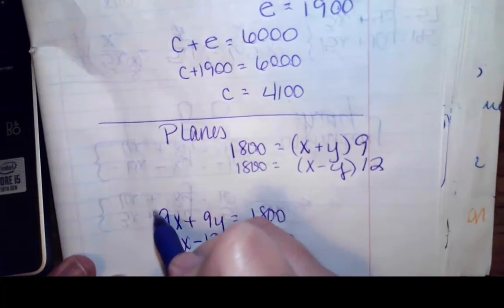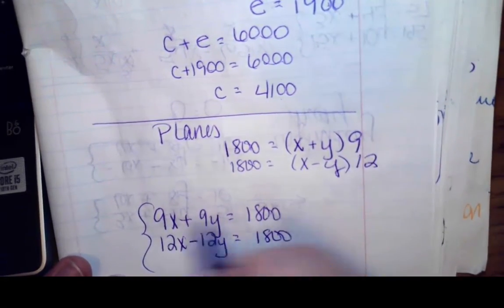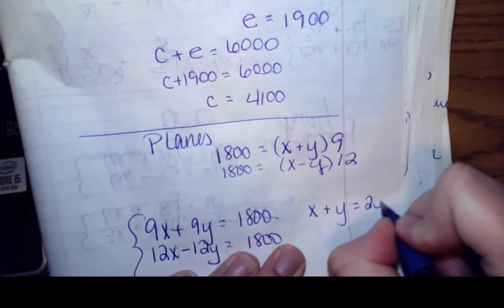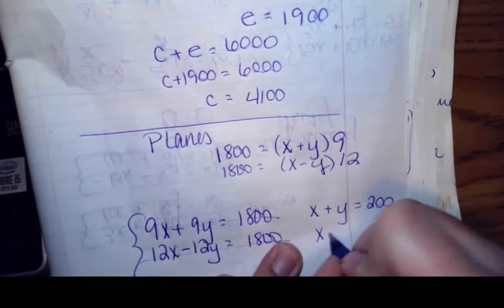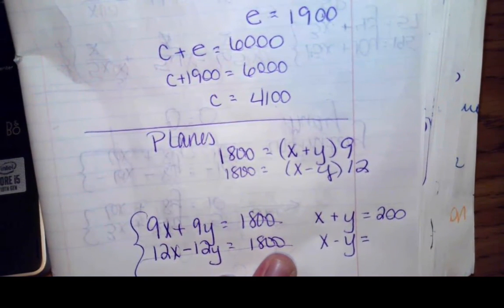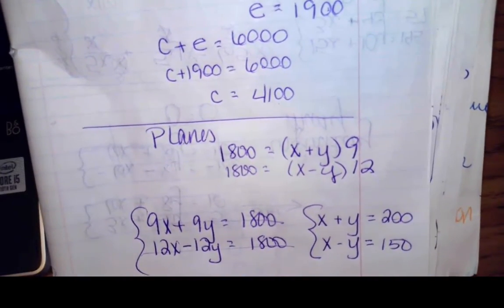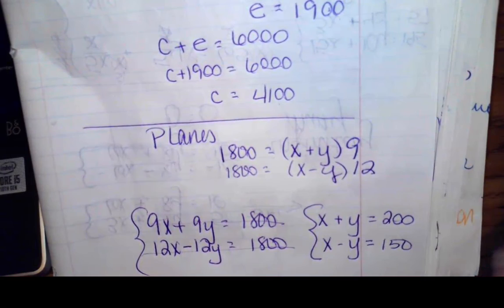So there's your system. And actually you could divide the first equation by 9 and get x plus y equals 200. Divide the second by 12, and what is 1,800 divided by 12? It should be 150, so x minus y equals 150. That is your cleaned up system. I divided the top by 9 and the bottom by 12 to make it easier to work with.